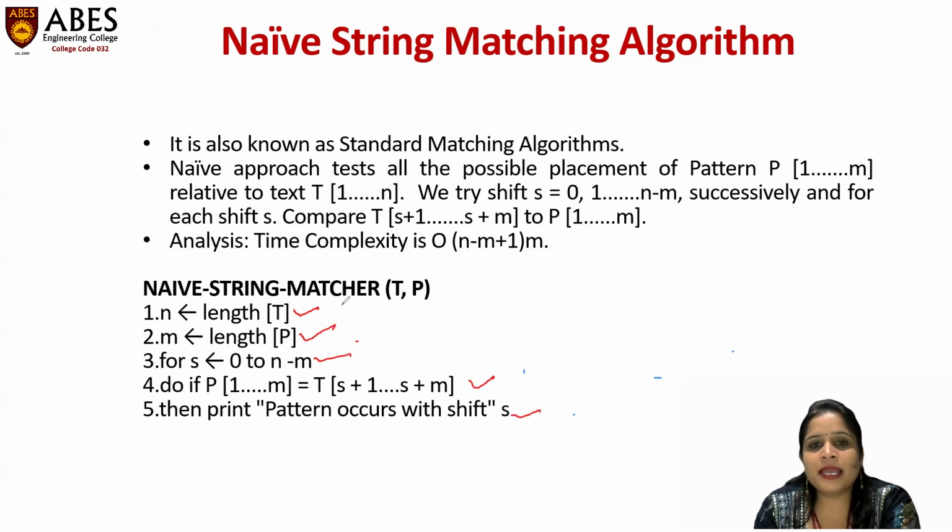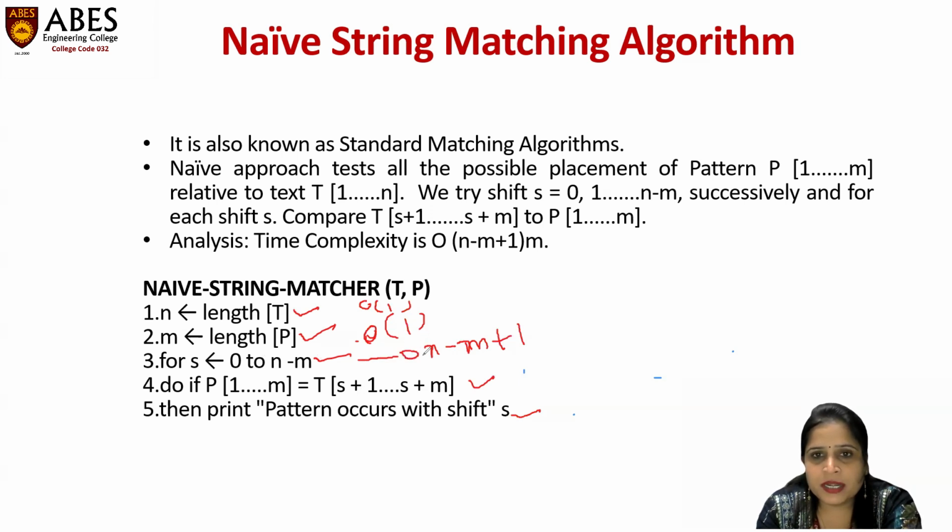If I want to analyze the time complexity, so here you can see n is equal to length of T. This statement will execute order of one time. Then m is equal to length of P is also executed in order of one time. If I'm talking about this statement, S is equal to 0 to n minus m, this statement will execute up to n minus m plus 1. Why plus 1? Because this loop starts from 0 to n minus m. So the time complexity of this statement is order of n minus m plus 1.